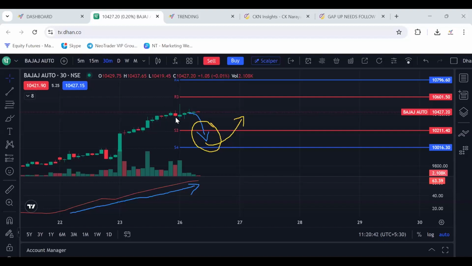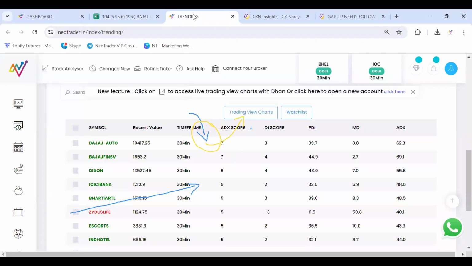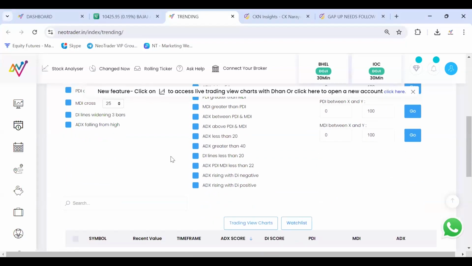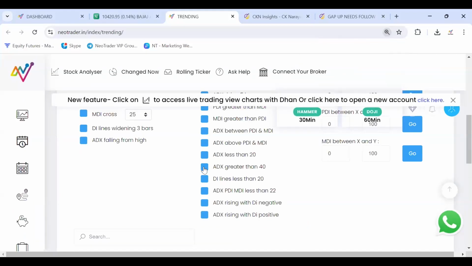So you can see here that if you want to find such stocks, then what you have to do is go back to the trending page. Okay. So now in this trending page, you have got a filter where the ADX is greater than 40. Can you see here? Can everyone see this? ADX greater than 40.